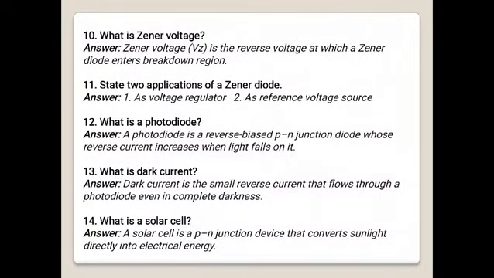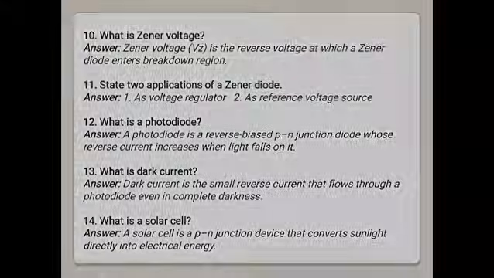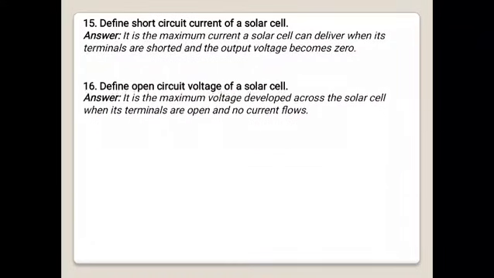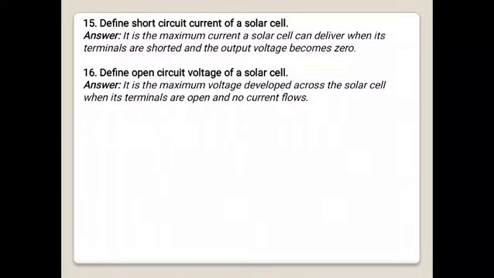What is a solar cell? Answer. A solar cell is a PN junction device that converts sunlight directly into electrical energy. Define short circuit current of a solar cell. Answer. It is the maximum current a solar cell can deliver when its terminals are shorted and the output voltage becomes zero. Define open circuit voltage of a solar cell. Answer. It is the maximum voltage developed across the solar cell when its terminals are open and no current flows.